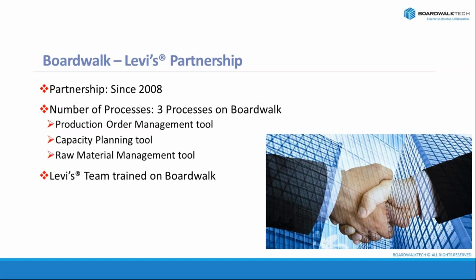We have the production order collaboration tool, which I will speak to next. A tool called capacity planning tool is where we manage and plan with the vendor's manufacturing capacity. The raw material tool is an application where we track all the raw material liabilities that we incur from the manufacturing vendors. And then we have a Levi's super user team that have been trained on the Boardwalk maintenance and administration of the application.